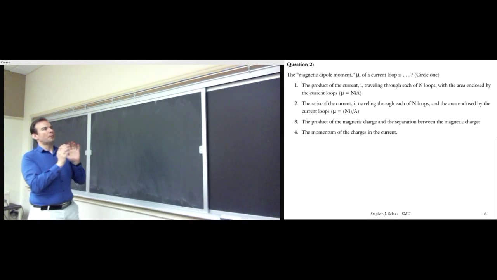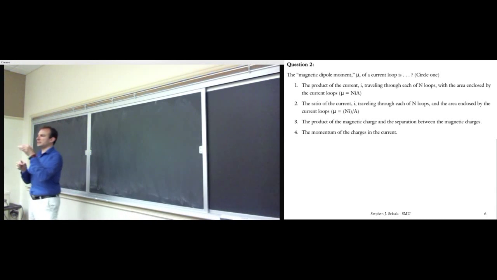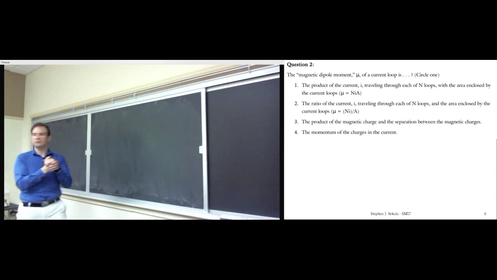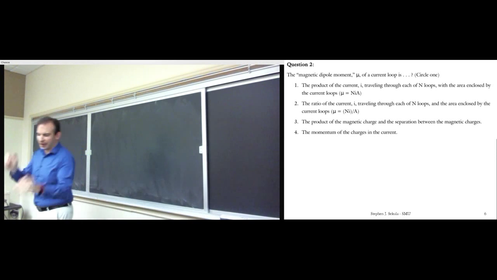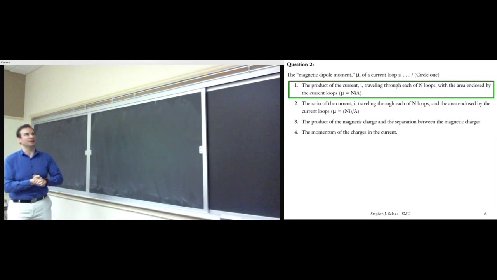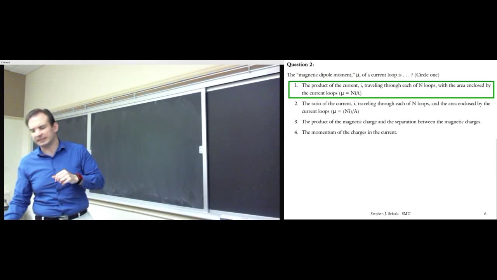No one? Okay. Three, the product of the magnetic charge and the separation between the magnetic charges, like the distance between the north and south poles times the strength of those poles. Four, the momentum of the charges in the current. Okay, all right, very low commitment level on that one. It's one, the product of current, the number of loops of that current, and the area enclosed by the loops. And we'll use that, I hope, a little bit today.